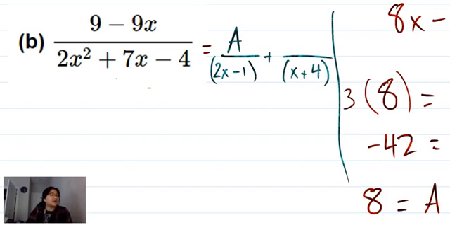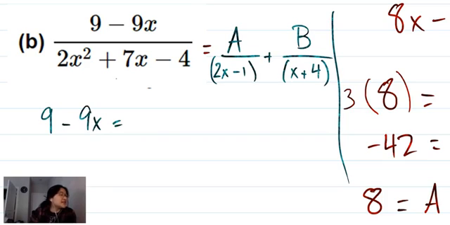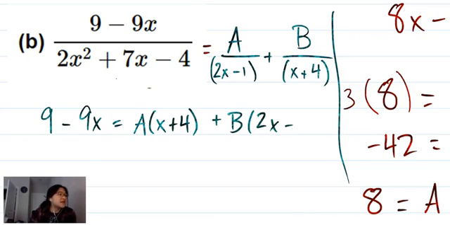And then that'll give us A and B. Why do we use capital A and capital B? It's just like convention? I don't know, it's a good question. Maybe you can journal about that. So this means that the 9 minus 9x is going to give us A times x plus 4 plus B times 2x minus 1.